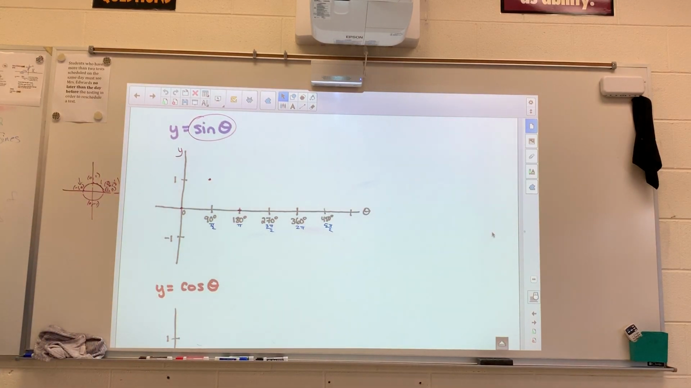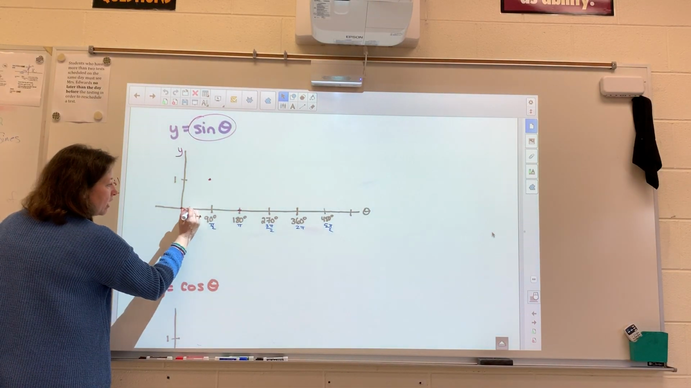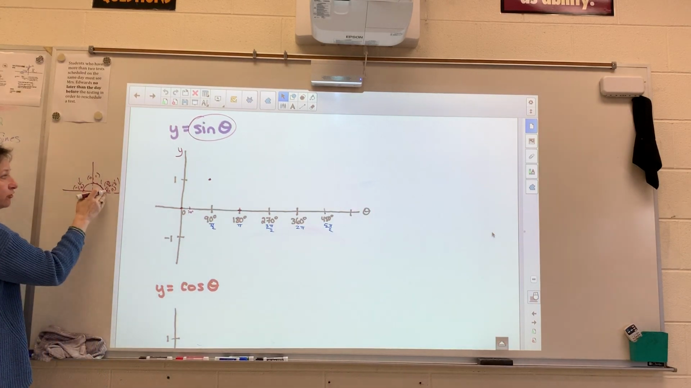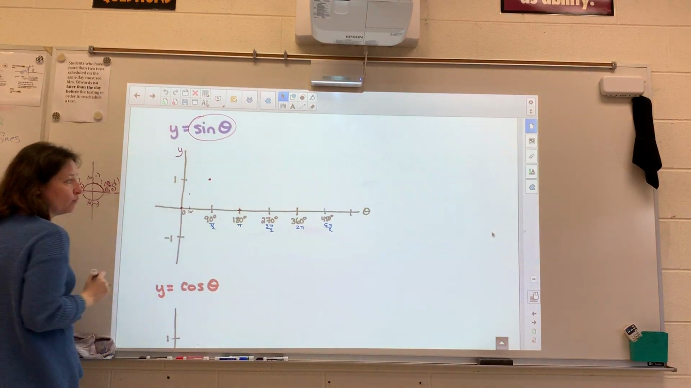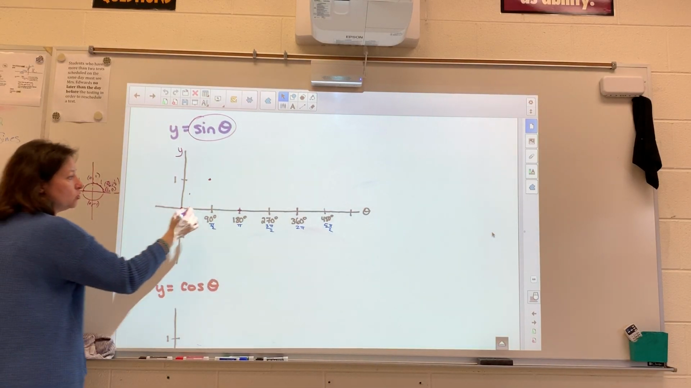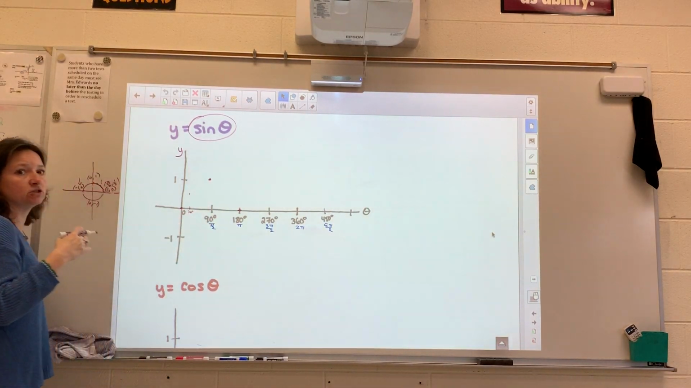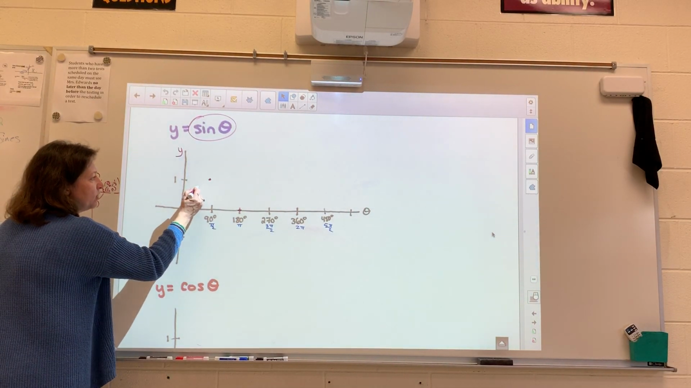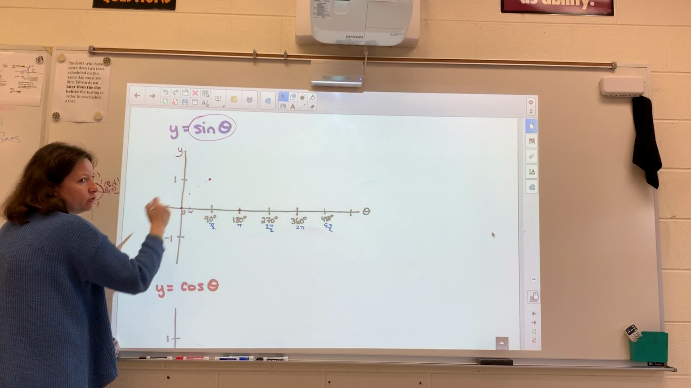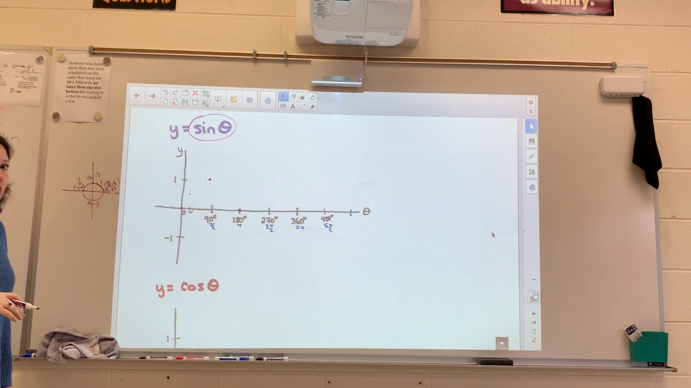Could we fill in between angles? Sure. We could figure out what 30 degrees is. Sine of 30 degrees we've memorized is 1/2. So we'd have a dot right here about halfway up. Or we could do 45 degrees, which is √2/2, which is a decimal of about 0.7. So we could have a dot at 0.7. We could have dots all the way. We don't have to fill all those in, but we could.